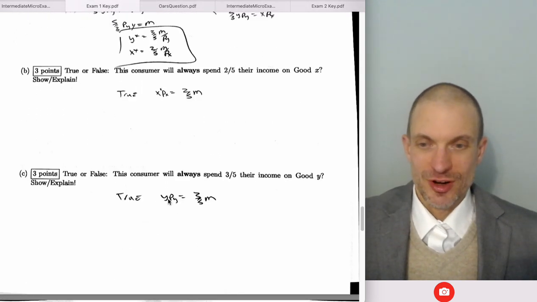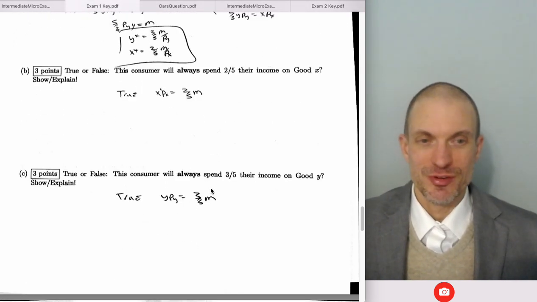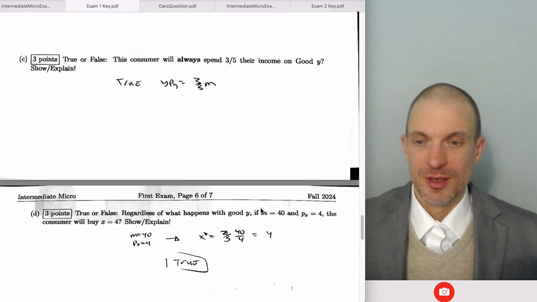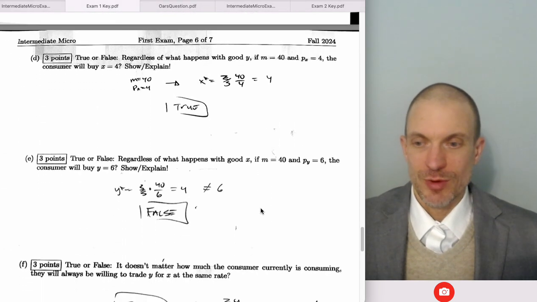And here's my expenditure on good y. Got that from my demand for y. It's 3/5 of my income. And the rest are just working with that principle. Well, the rest of this question.